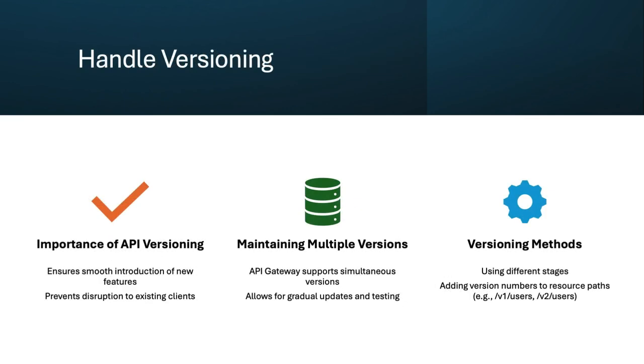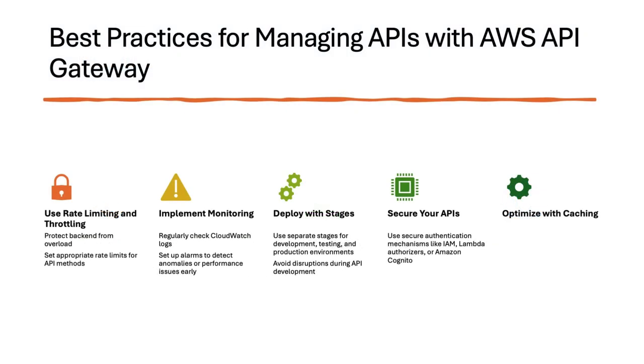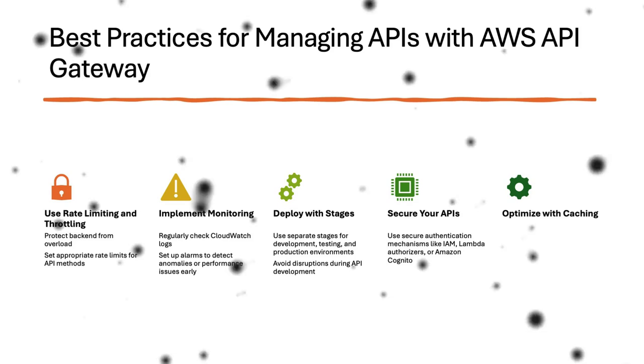API versioning is crucial for managing APIs in production. API Gateway supports multiple versions, enabling new features without disrupting existing clients. Versioning can be managed through different stages or by adding version numbers to resource paths. To manage your API effectively, use rate limiting to prevent overload, monitor with CloudWatch, deploy in stages, secure with IAM or Cognito, and optimize performance with caching.